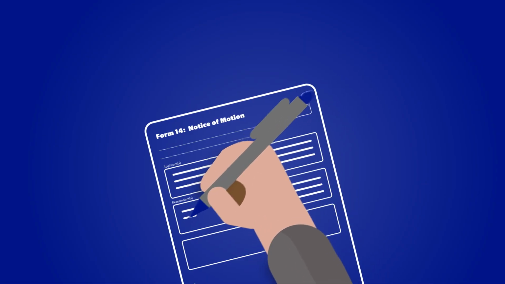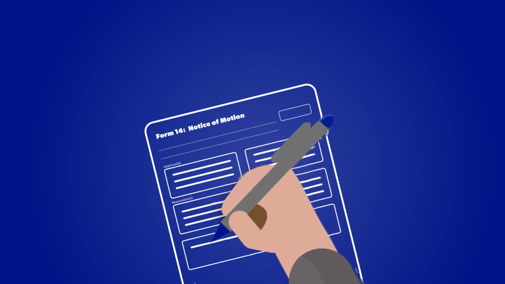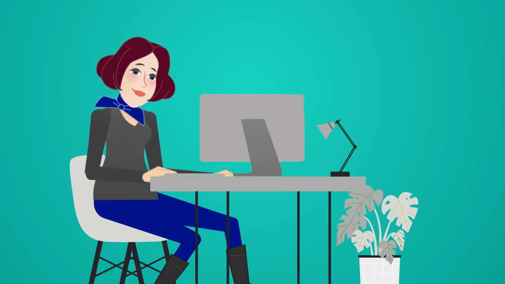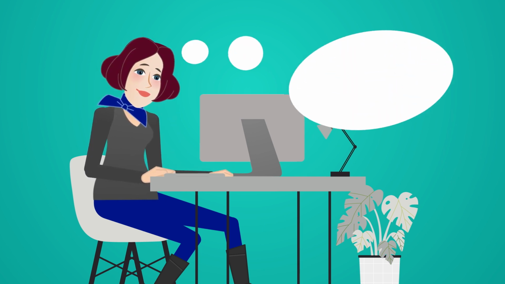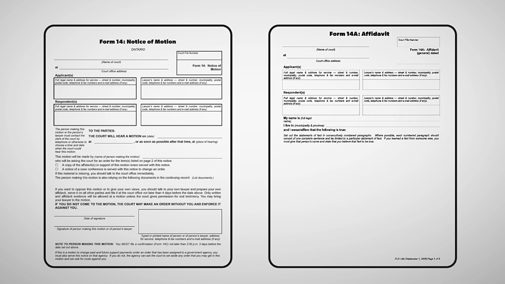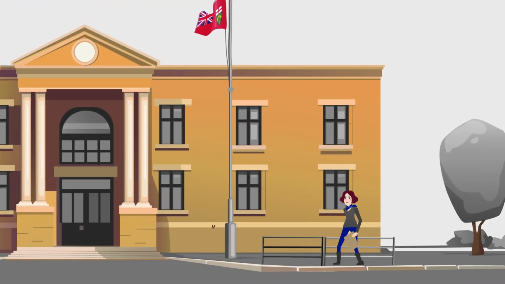You must ask the court for permission to do this and explain why you cannot wait until after a case conference. Check the family law rules to learn what is needed at every step in a court case. Rule 14 deals with regular and urgent motions. To bring a motion, you need Form 14, Notice of Motion, and Form 14A, Affidavit. You can get all court forms online or from the courthouse. They are available in English and French.